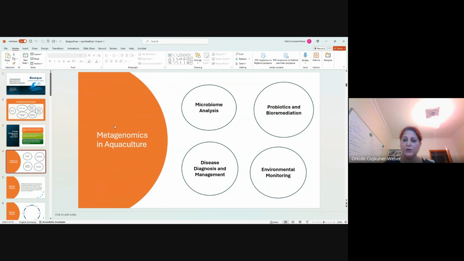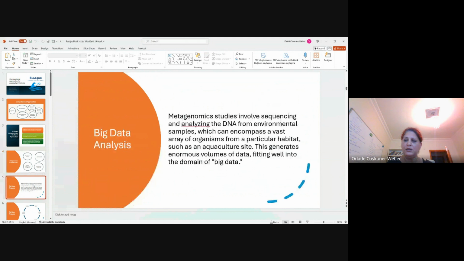So how can we help out in such studies? Very easy. Metagenomic studies involve sequencing and analyzing the DNA from environmental samples, which can encompass a vast array of organisms from a particular habitat, such as an aquaculture site. This generates enormous volumes of data, fitting well into the domain of big data.